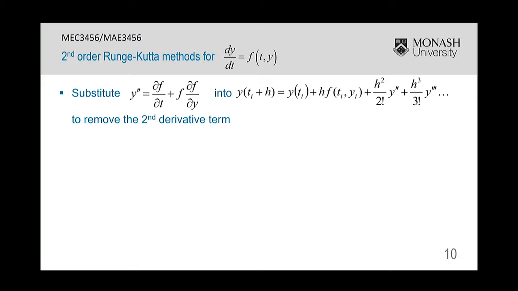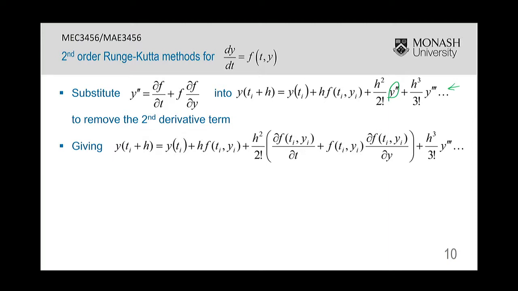So let's substitute this expression into our Taylor series, so that we get rid of this second derivative term here. This gives us then that y of ti plus h is equal to y of ti plus h times the function plus h squared on 2 times df/dt plus f df/dy. This is just this term here substituted in for y double dashed.